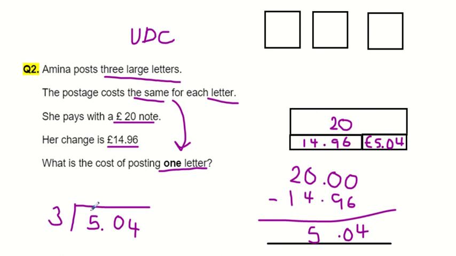Okay, so 3 into 5 goes once with a remainder of 2. Okay, so 3 into 20 goes 6 times. 3 times 6 is 18, a remainder of 2. And 3 into 24 goes 8 times, not forgetting my decimal point. So £1.68. So one letter costs £1.68. There we go.